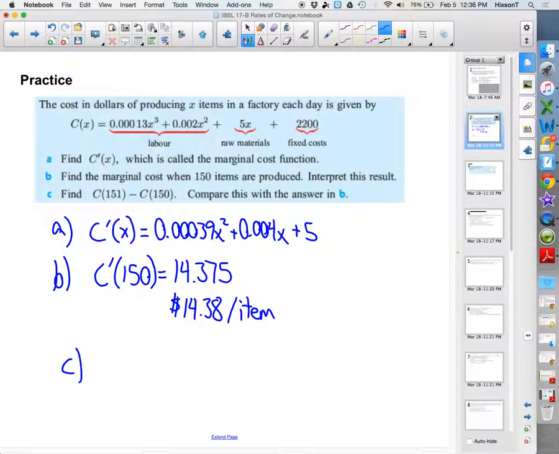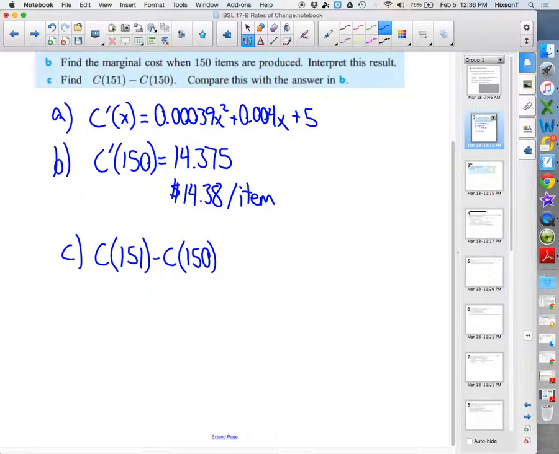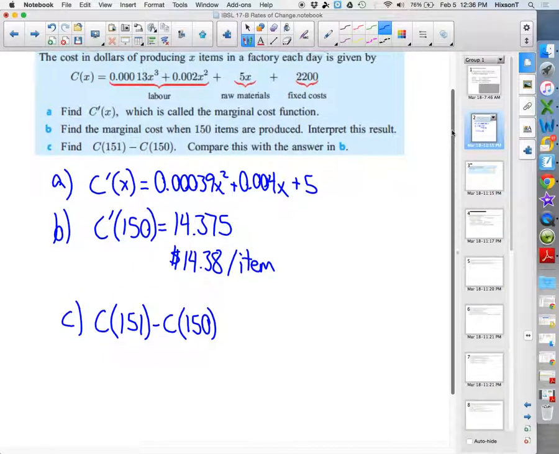find C of 151 minus C of 150. Let's see what happens here. So notice we're using the original function. You need to be able to see it. Use the original function.